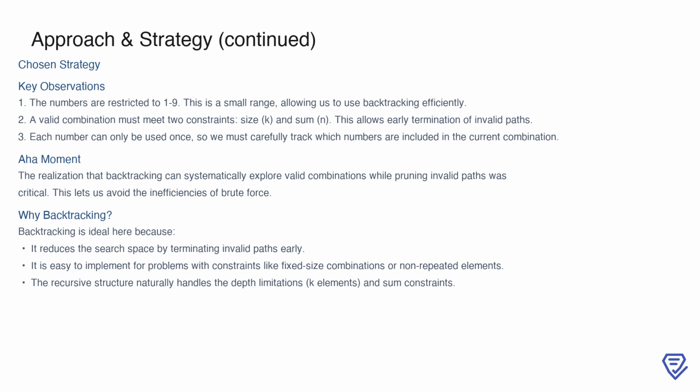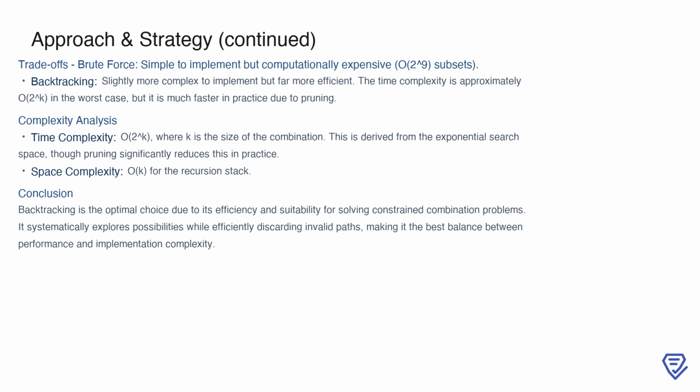on promising candidates. The recursive nature of backtracking also makes it well suited for handling problems with fixed-size combinations and constraints on numbers. Finally, let's compare the trade-offs between the brute force and backtracking approaches. On one hand, brute force is simple to implement but computationally expensive, with a time complexity of 2 to the power of 9, due to the sheer number of subsets generated.